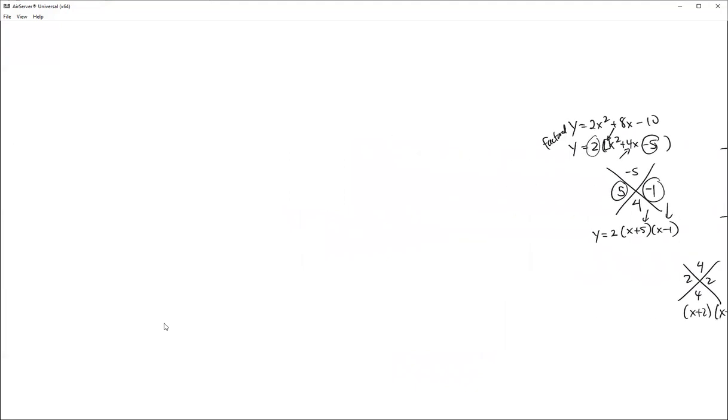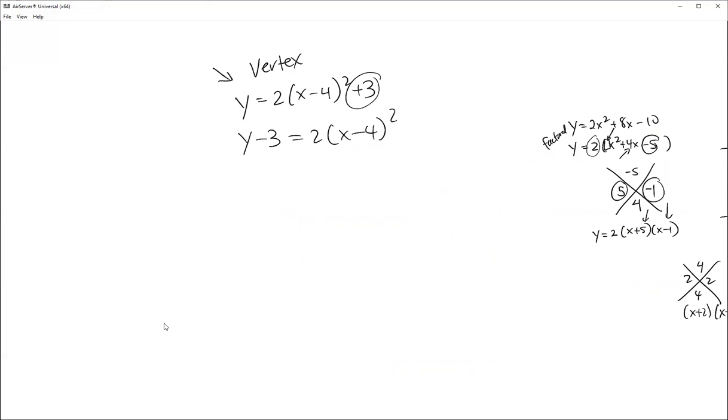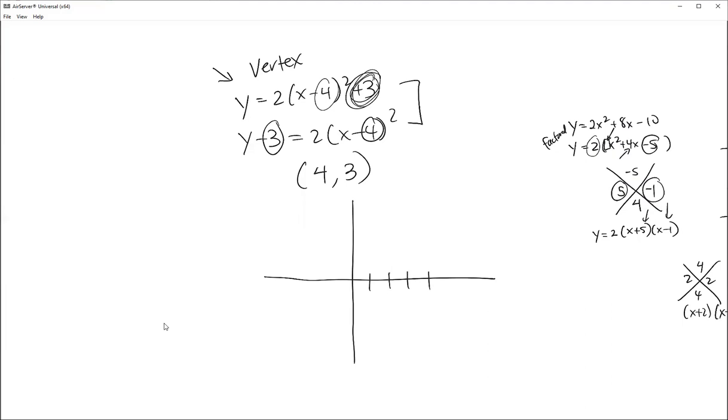All right, number 2 is graph y is equal to 2 times x minus 4 squared plus 3. Notice that this is in vertex form. You have to recognize, and remember the plus 3 could be over here, or it could be there, and these two are the same thing. So our vertex is 4 and 3. The h is the 4, the k is the 3. If you did the other format, this still would be the 3 and this still would be the 4. All right. So let's graph 4, 3. Bless you, 1, 2, 3, 4, and then 1, 2, 3.